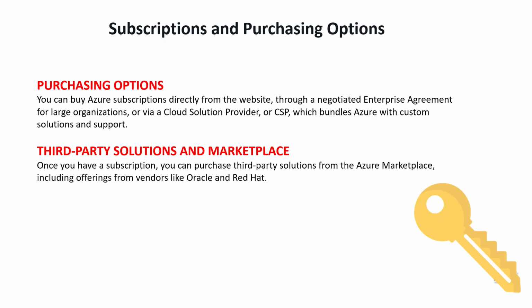Purchasing options. You can buy Azure subscriptions directly from the website, through a negotiated enterprise agreement for large organizations, or via a cloud solution provider, or CSP, which bundles Azure with custom solutions and support. Third-party solutions and marketplace. Once you have a subscription, you can purchase third-party solutions from the Azure Marketplace, including offerings from vendors like Oracle and Red Hat.